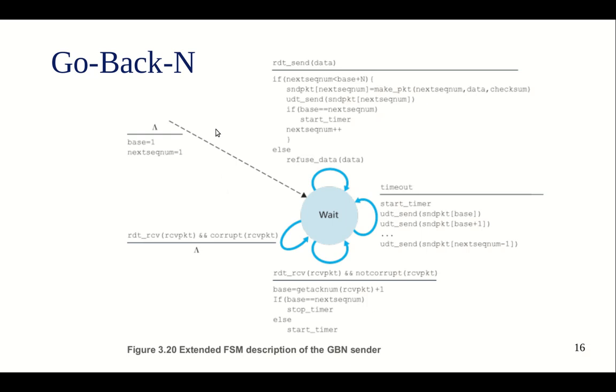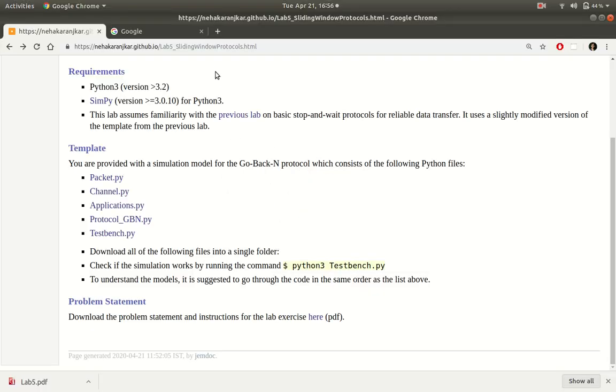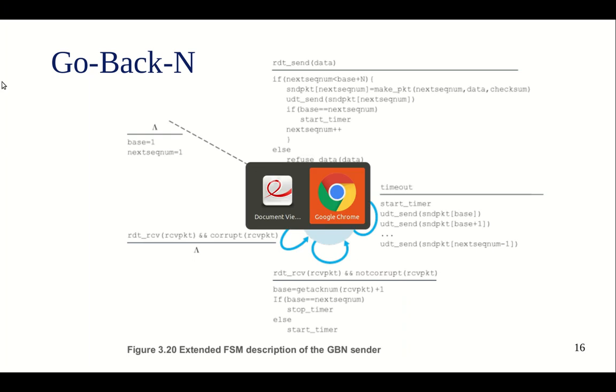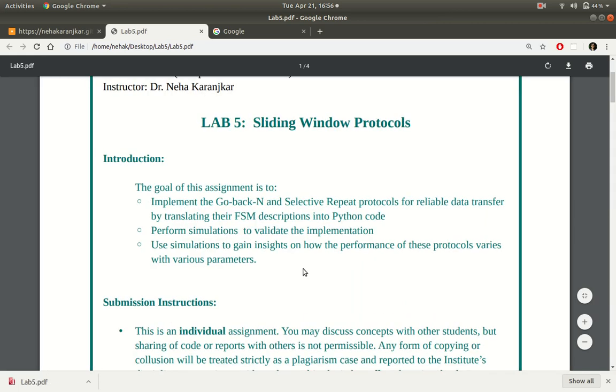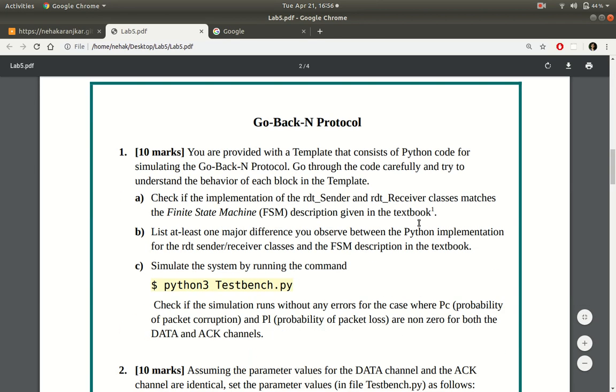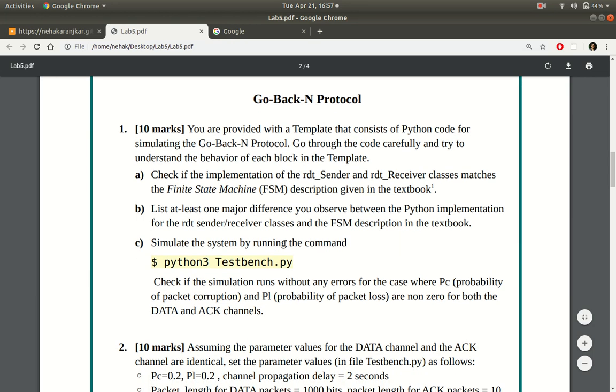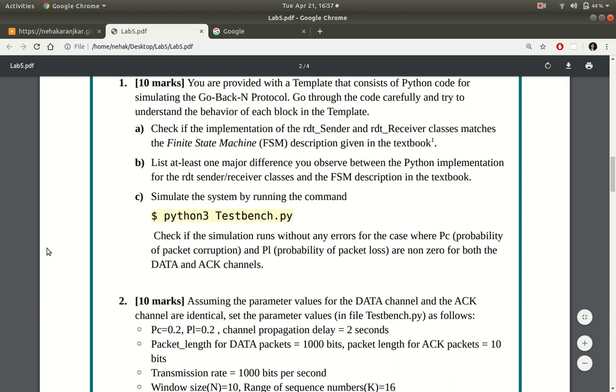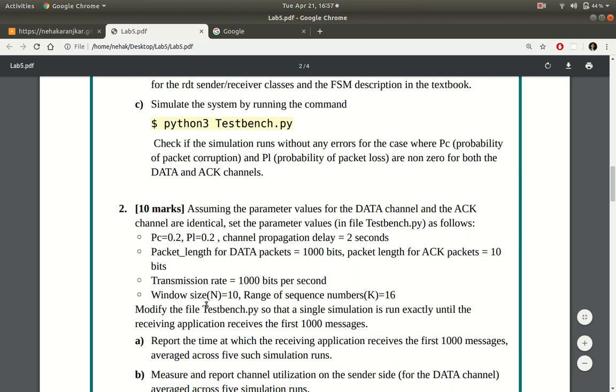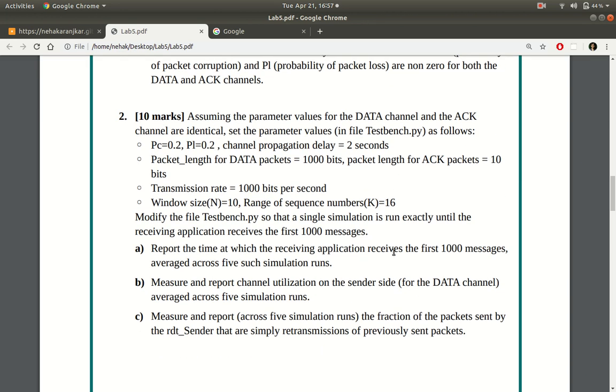So let's go over the assignment. So what does the assignment ask you? The first part just asks you to play around with the template and run the simulation, check if it runs, check if there are any errors, and so on. And the second one asks you to try very different channel parameters and try and understand how the performance depends on these values: probability of corruption, probability of loss, propagation delay, and so on.